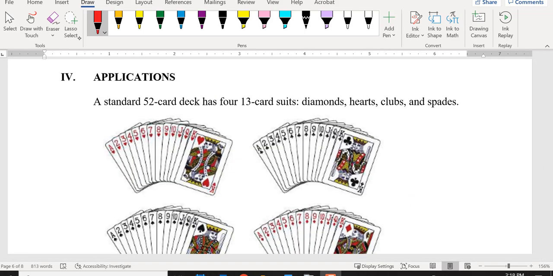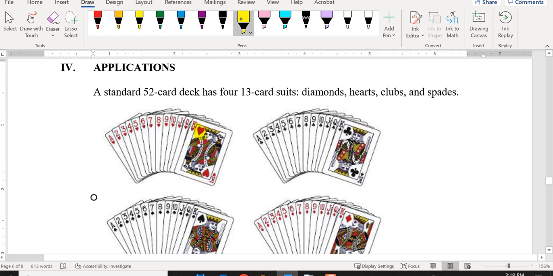Okay, now we're going to talk about some applications. Believe it or not, there are some students that do not know what a standard 52 card deck is. So before we can talk about cards, we need to talk about a standard 52 card deck. It consists of 4 suits. You have hearts, spades, diamonds, and clubs.